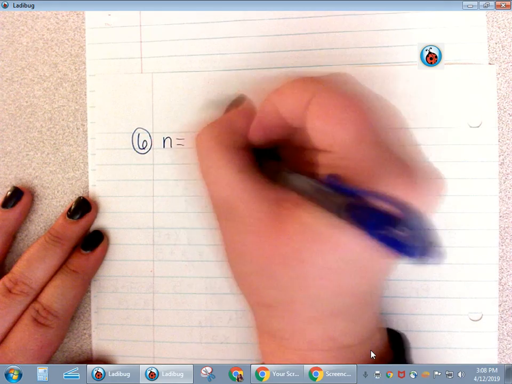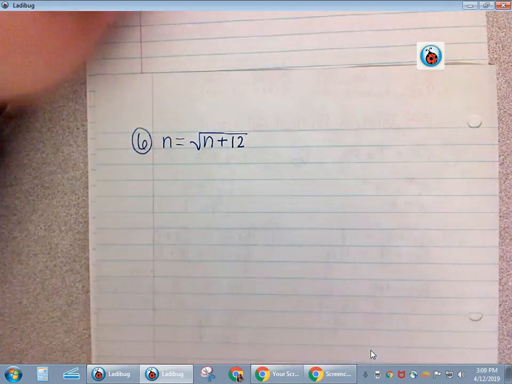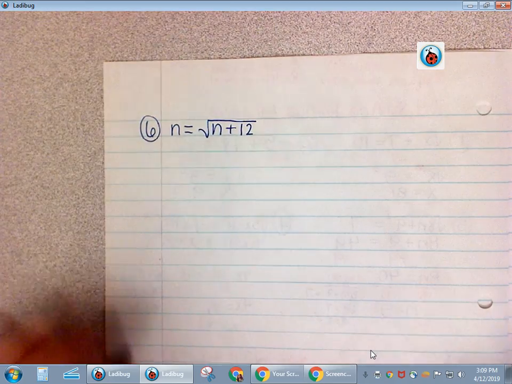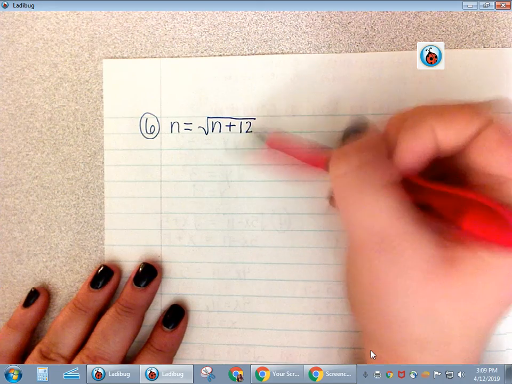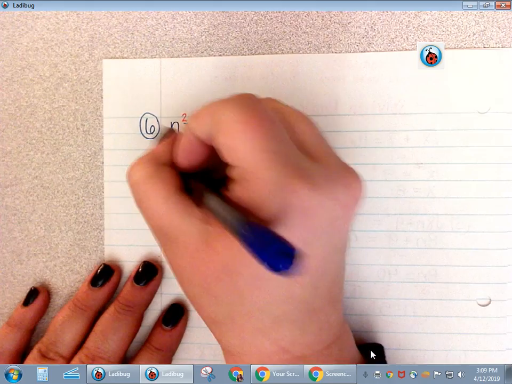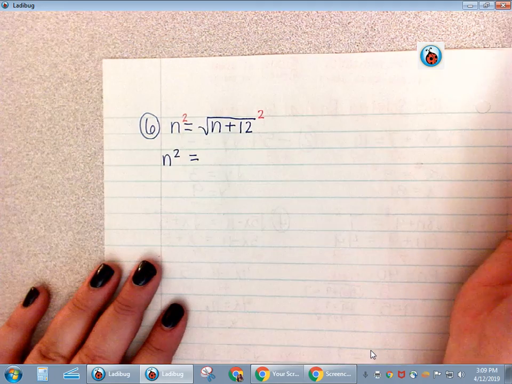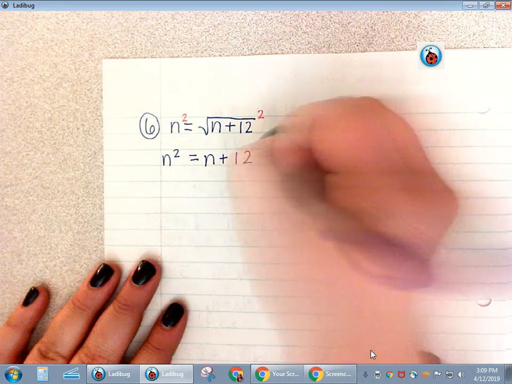n equals the square root of n plus 12. So this one is going to look a little bit different than the last ones. It looks normal right now, but it's going to end differently. So we've got a radical by itself. Let's square both sides. So on our left, we have n squared. On our right, the square root and the squared go away, and I just have n plus 12.